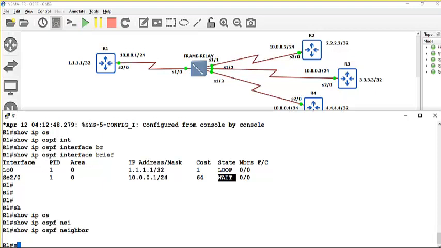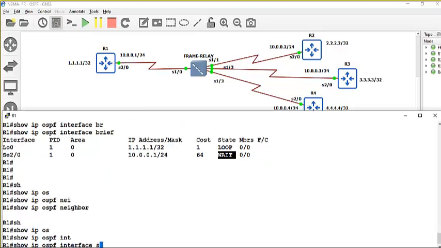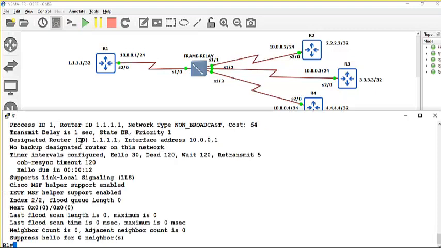See here, show ip ospf interface serial 2/0. You see the mode here, the type is non-broadcast. And you see we learned that the timers will be 30 and 120. It is not 10 and 40. It is 30 and 120. We also learned that no neighbors are discovered dynamically. So see, the adjacent neighbor count is 0.